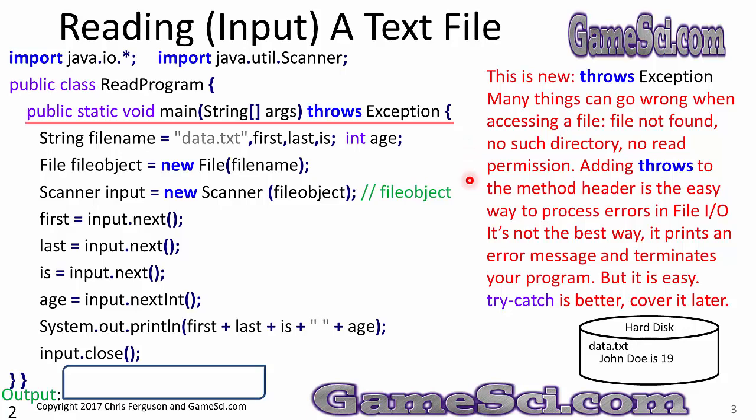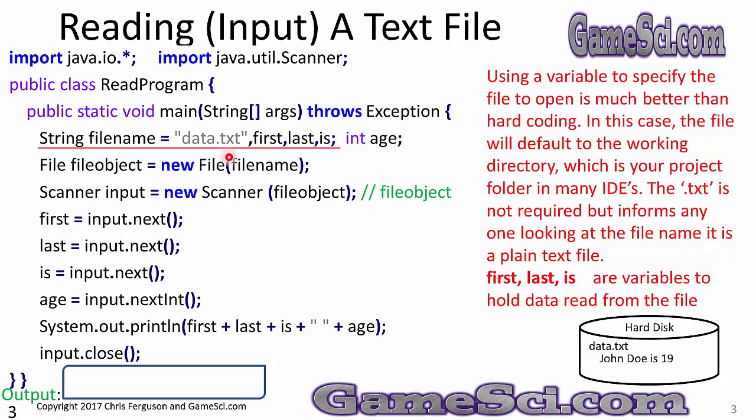Adding the throws to the method header is the easy way to process errors in file I/O. It is not the best way, but it is the easiest way. It prints an error message and terminates your program. Very easy. The try catch command is better. We'll cover it in a later slide. For now, every method that does file I/O, if you add this throws Exception to it, it will handle any errors for you by printing error messages and terminating your program.